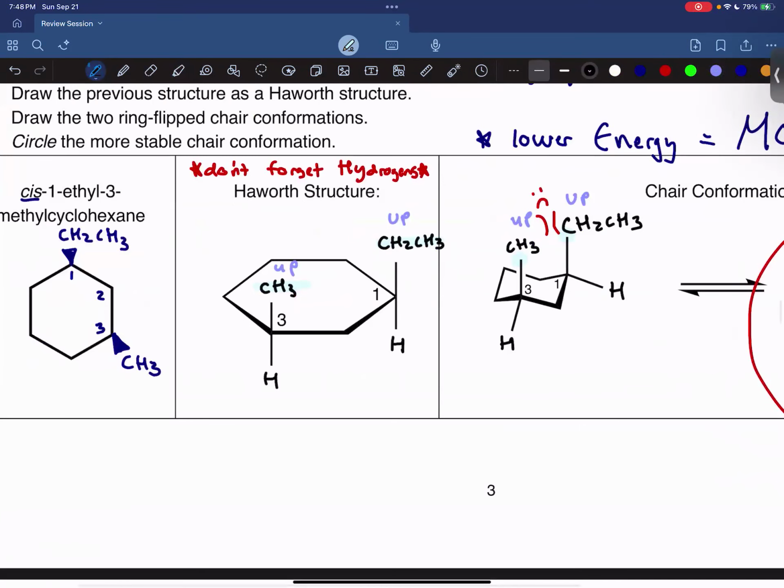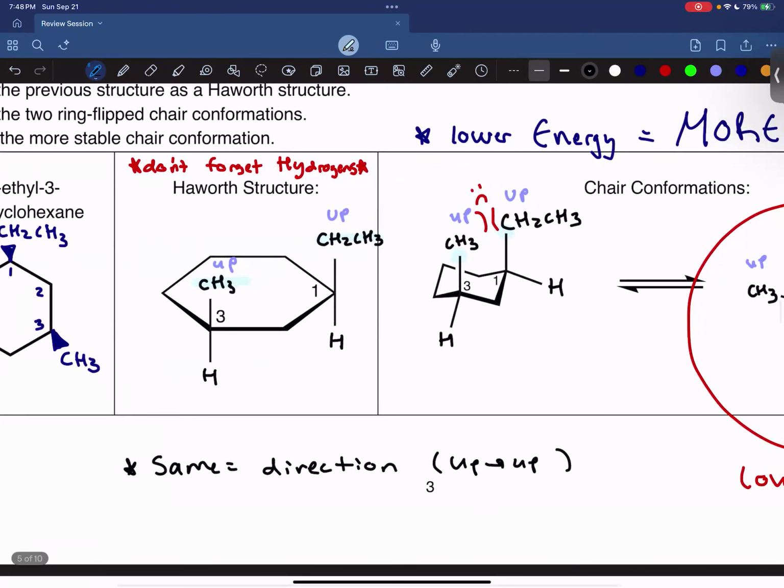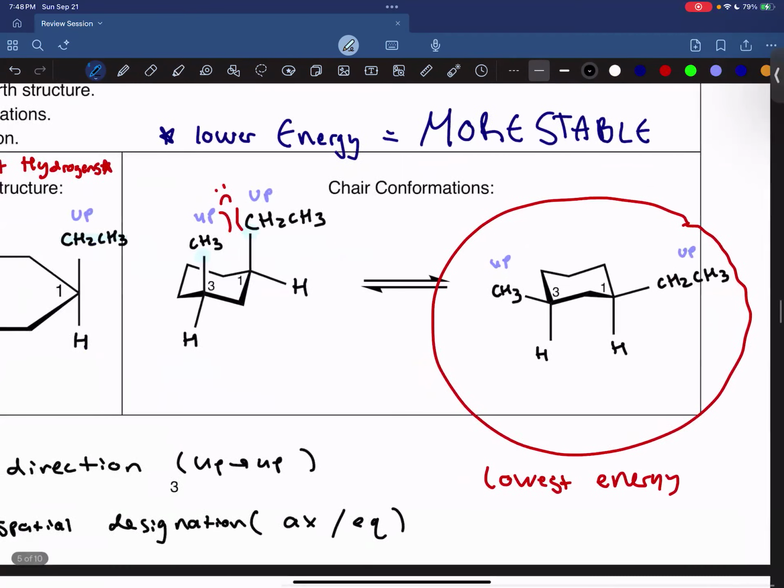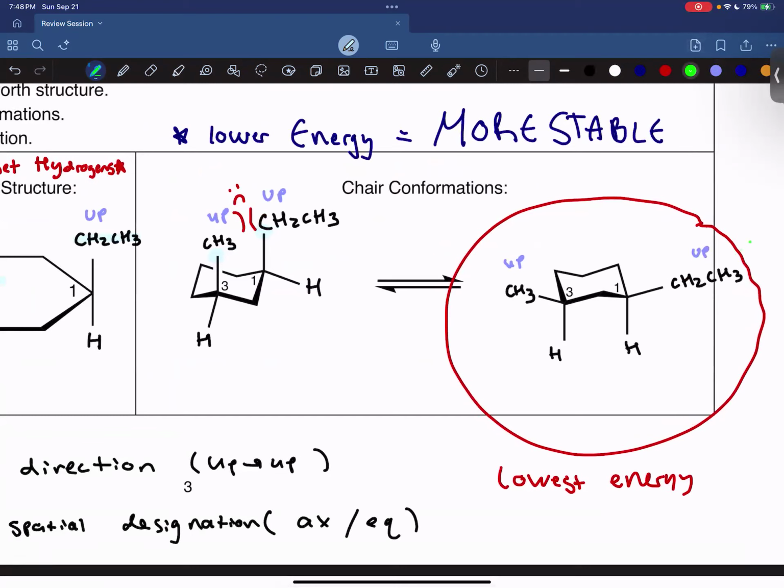And then just one more time. The direction is going to stay the same. So like up to up or down to down. And then what's going to change is the spatial designation. So either equatorial or axial. Okay. Yay. Does anybody have any questions?